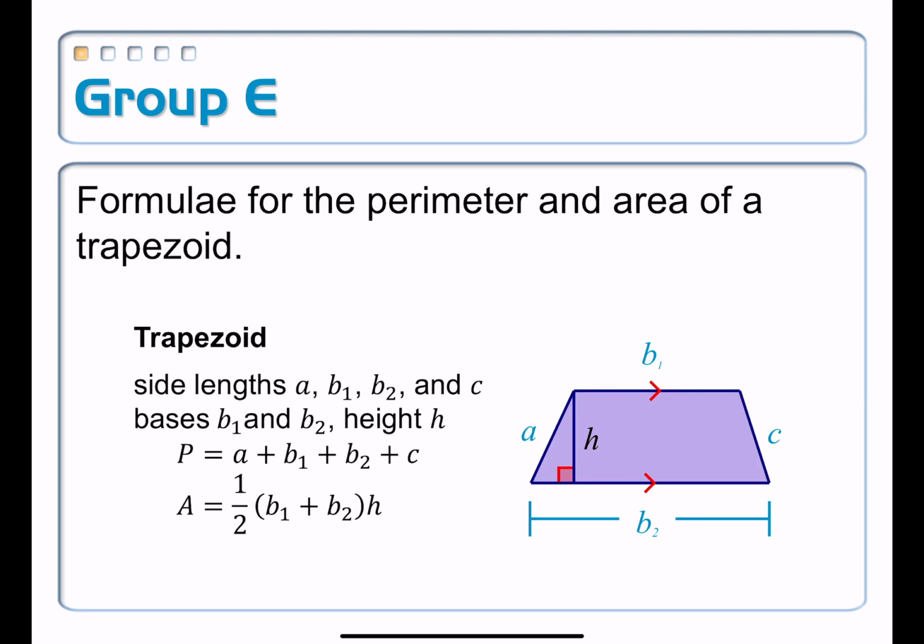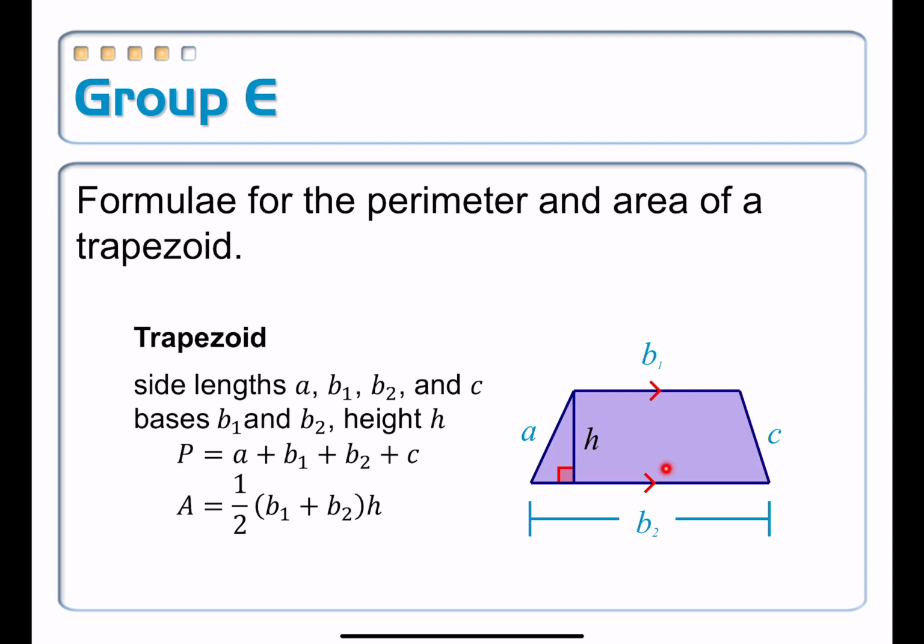Okay, so on Group E problems, we're talking about trapezoid stuff. Speaking of a trapezoid, it is a four-sided shape, which makes it a quadrilateral, and its special property is that it has two opposite sides which are parallel to each other, and those two are called the bases. We usually label them with a B sub 1 and a B sub 2 there.